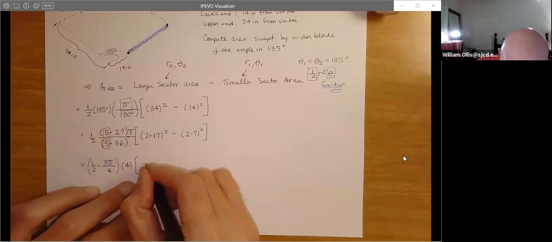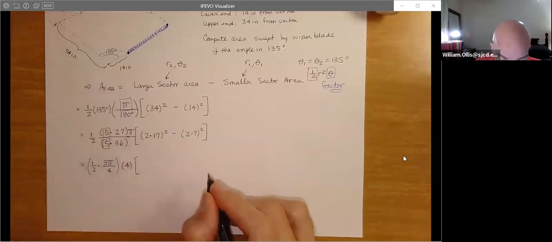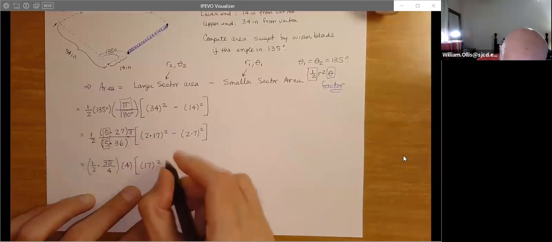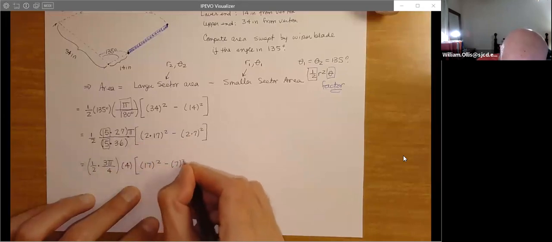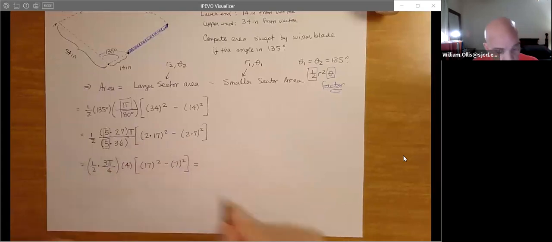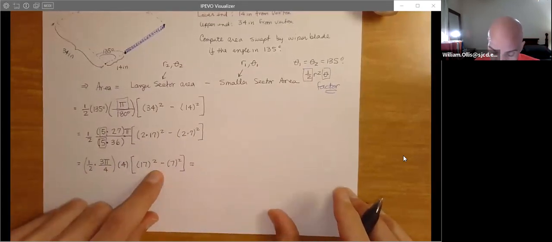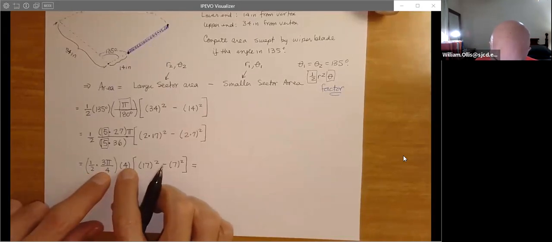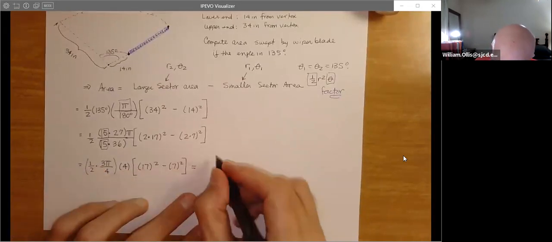And that leaves us with a 17 squared. Now here's what I'm going to do. I'm going to show you a little trick. 17 squared minus 7 squared. Let's use some algebra. That's a difference of two squares. So now we've got the 4's absorb. So we've just got a 3 pi over 2.